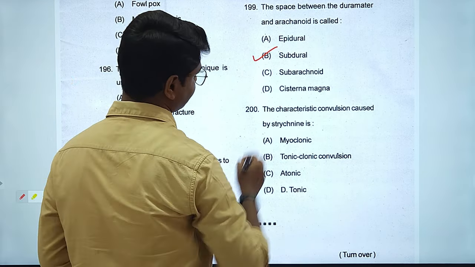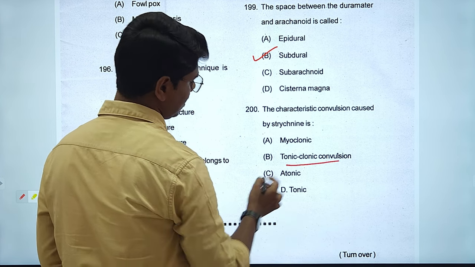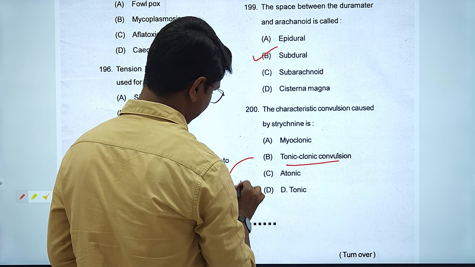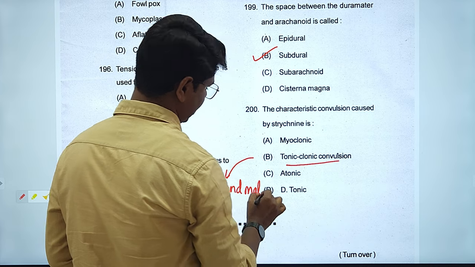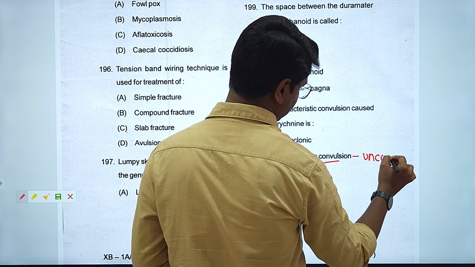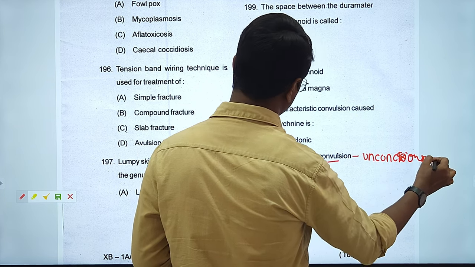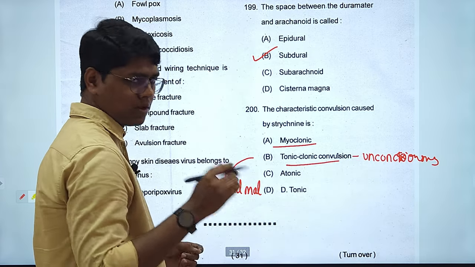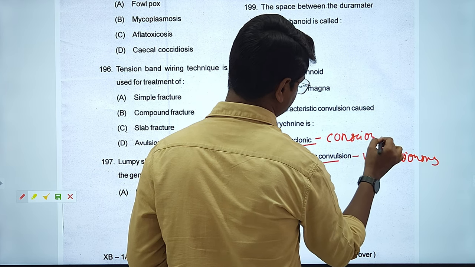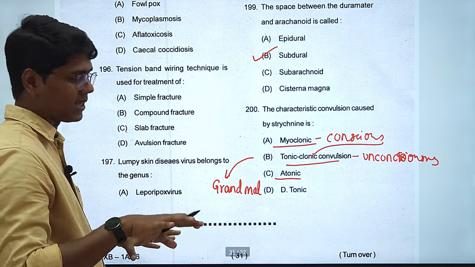Subdural. The characteristic convulsion caused by strychnine is tonic-clonic convulsion, which is also known as grand mal seizure or convulsion. In this particular convulsion, you will find unconsciousness. There will be violent contraction of muscles along with unconsciousness. While in case of myoclonic, there will be contraction of muscles, but the patient will be conscious. Atonic means the muscles will become flaccid or relaxed.